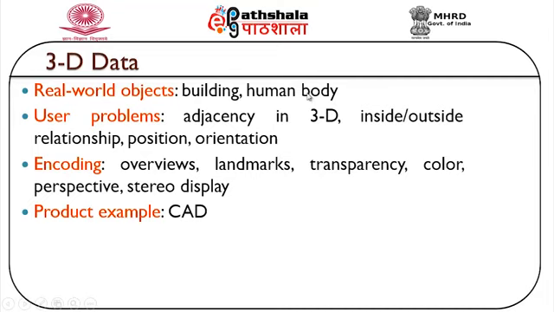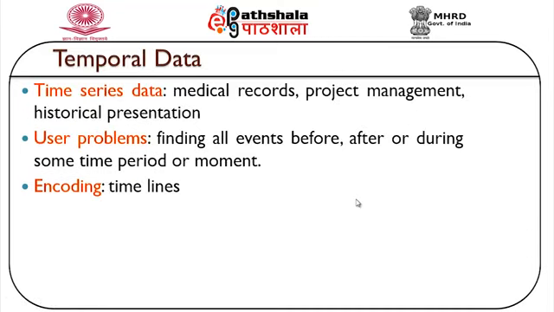In the case of three-dimensional data, the 3D information type, we have real world objects. Examples are buildings and the human body. User problems associated with this are to find the adjacency in the three-dimensional data set, to find the inside-outside relationship, to look at the position and to get the orientation of the information. Encoding principles applicable to three-dimensional data sets are overviews, landmarks, transparency, color, perspective, and stereo display. Product example is CAD.